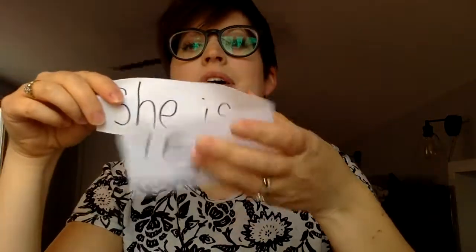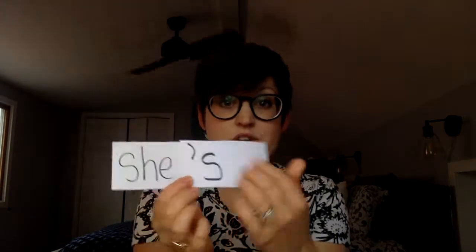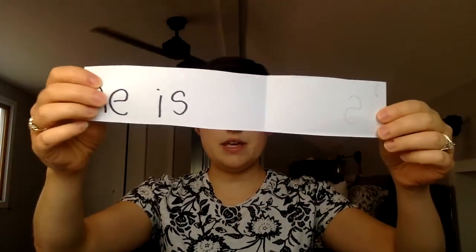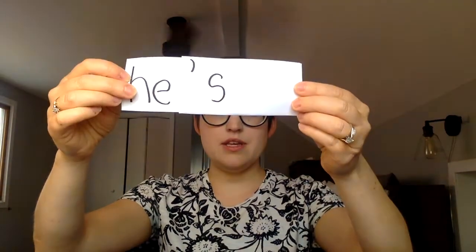All right, 2 more. She is. Say it really loud. She's. The I gets replaced with our apostrophe, and it's she's. She's a good friend. She is a good friend. She's a good friend. And our last one, he is. Say it really, really loud. He's my brother, or he is my brother.